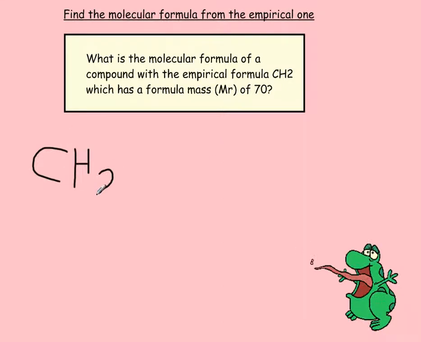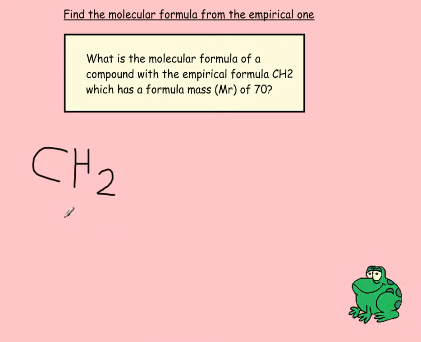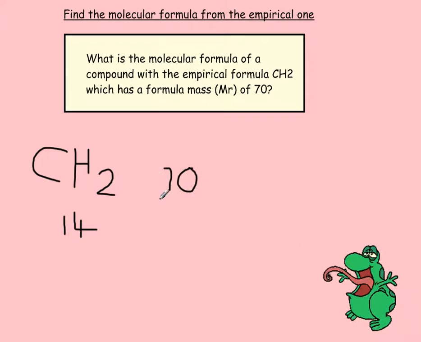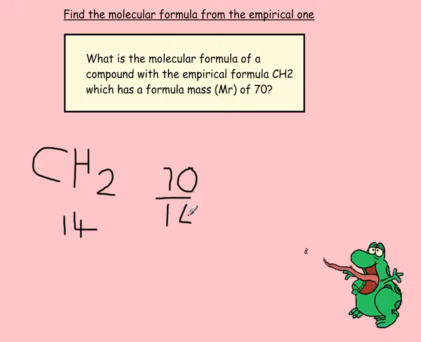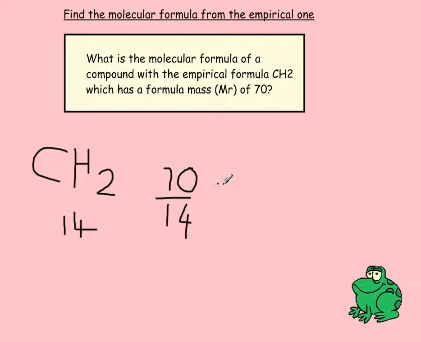Remember how to do that, it's the top numbers, add them together. C is 12, H is 1, and there's 2 of them, so add that, is 14. So the Mr of CH2 is 14. Now you've got 70, and this is only 14, so you do 70 divided by 14. Hang on quick, 70 divided by 14 equals 5. So you've got 5 lots of this.